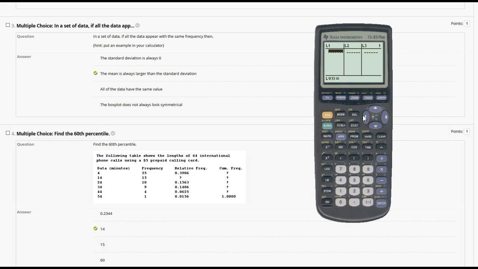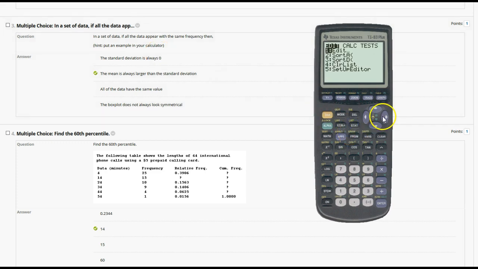So it says a set of data with the same frequency. So we'll just make up some data, 1, 2, 3, 4, 5. And then they have the same frequency. So let's say 1 is 5 times, 2 is 5 times, 3 is 5, there's 5 3s, 5 4s, and 5 5s is basically what we're saying. So they're talking about standard deviation, the mean. The box plot does not always look symmetrical. So let's go ahead and find some of these answers.